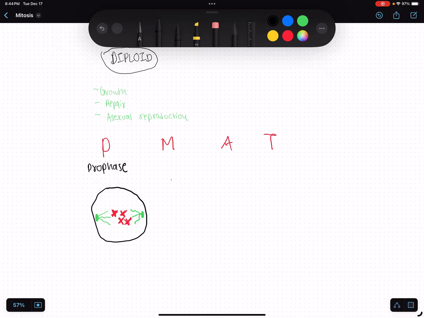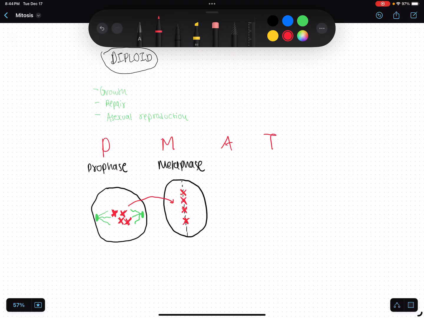Now, if we go to M, M stands for metaphase. In metaphase, we have the chromosomes, the condensed chromosomes, lining up in the equator of the cell. So if you imagine just a line down the middle of the cell over here, all of these chromosomes right here, they're going to just be now lining up in a row in the center, on the equator of the cell.